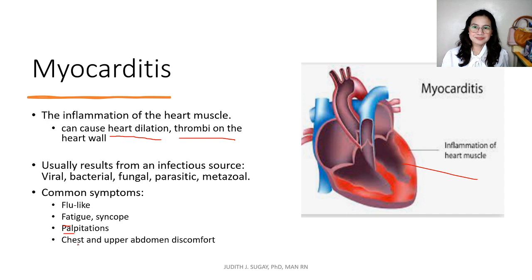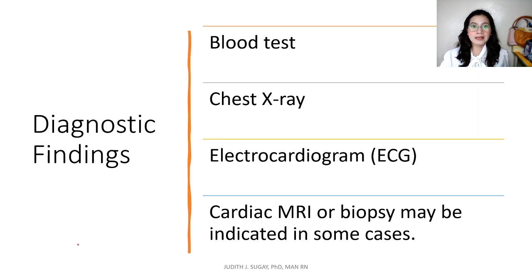These symptoms are somewhat the same as the general symptoms that we have mentioned a while ago, right? So the same thing for the diagnostic findings that we have mentioned here: blood test, chest x-ray, ECG. For myocarditis, however, cardiac MRI or biopsy may be done in some cases, to be able to check really the abscess. So it's going to be for histopathology.